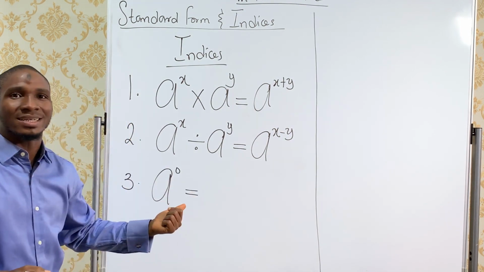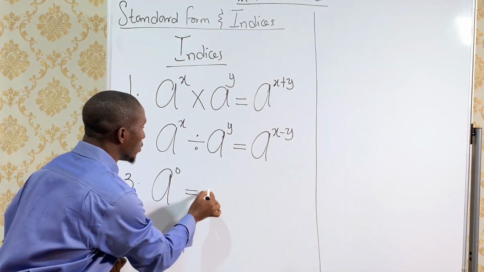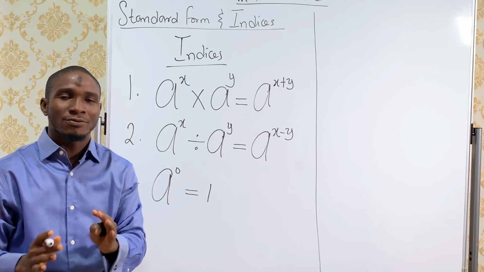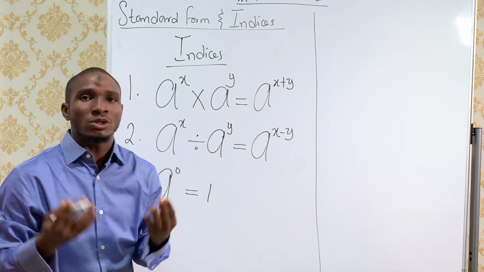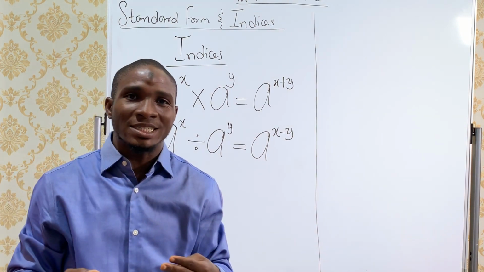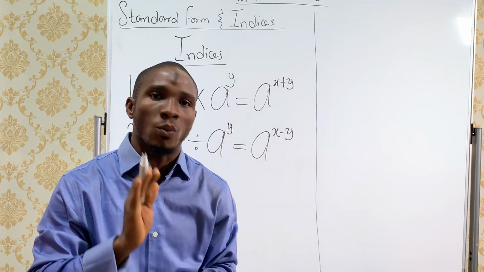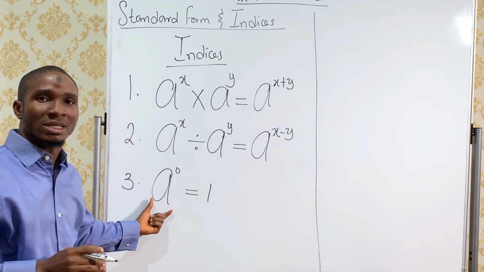What this one means is that n raised to power 0 is going to give you 1. That is, anything raised to power 0 is 1. For example, 100 raised to power 0 is also 1. X raised to power 0 is also 1. A raised to power 0 is also 1. N raised to power 0 is what? 1. That's what this third law is telling us.